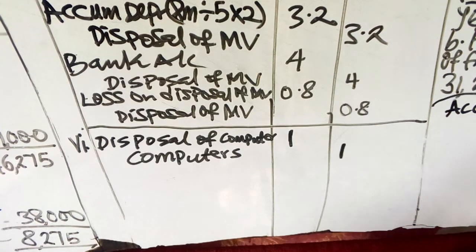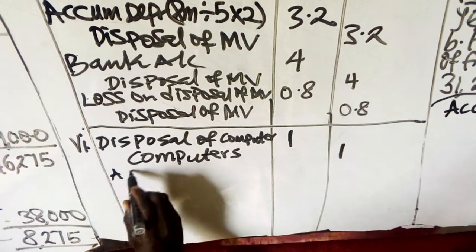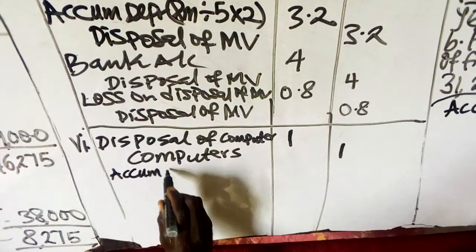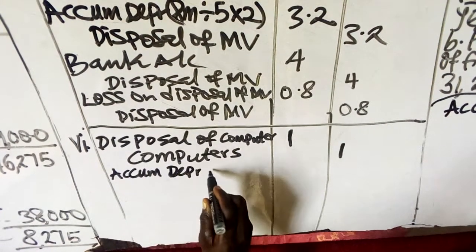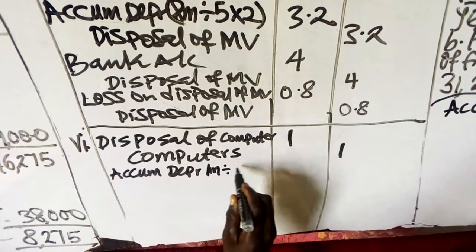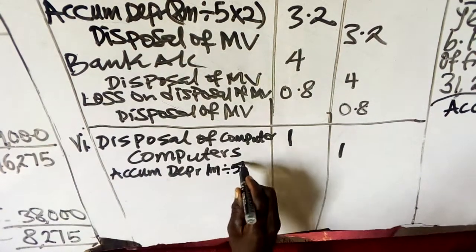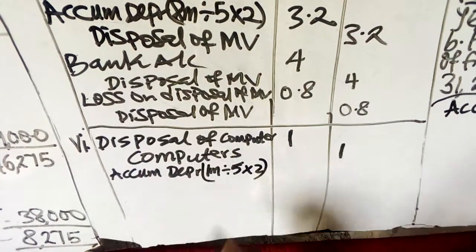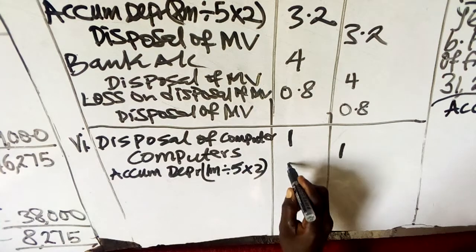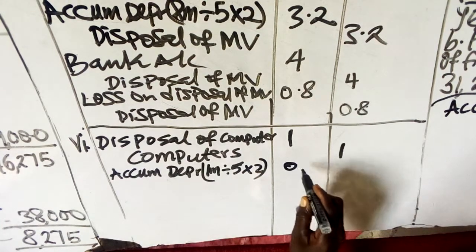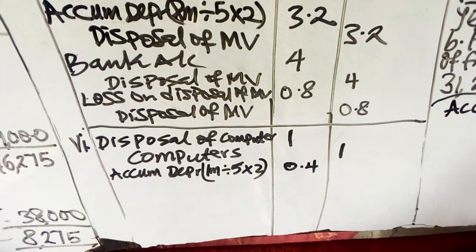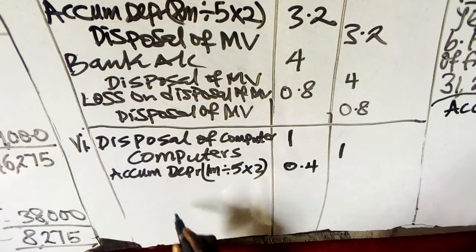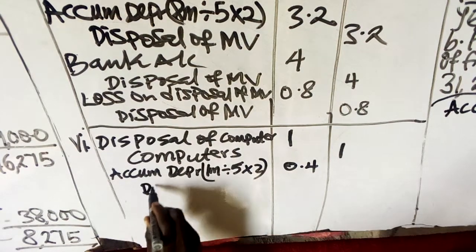Then what is the accumulated depreciation on the computer to date? You debit the accumulated depreciation, which will be 1 million divided by the useful economic life of 5 years, times two. 1 million divided by five times two gives us 0.4 million. That is the accumulated depreciation on the computer to date. You debit the accumulated depreciation and you credit the disposal of computer account.